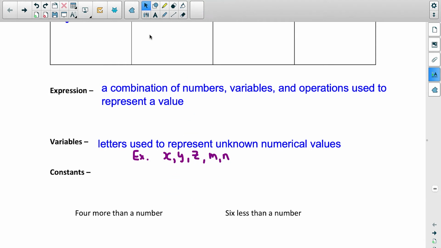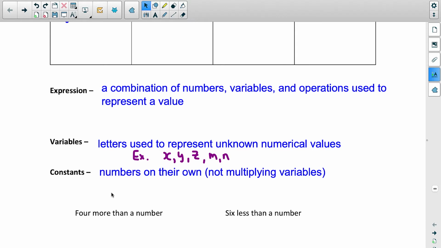Okay, constants. A constant is a number that's all by itself. It's all on its own. It's not multiplying variables. Because here's the thing. When you multiply a number by a variable, like if you're multiplying 4 times m, let's say.